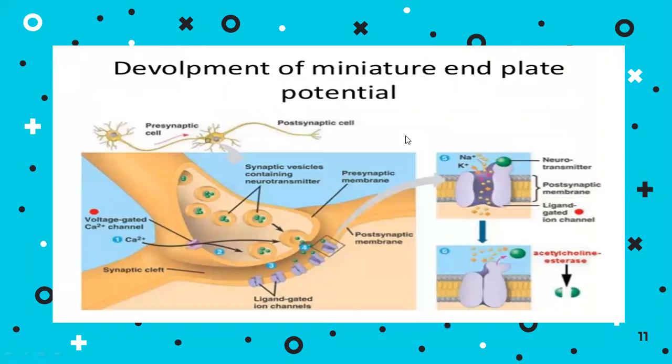This is the diagram showing the development of miniature end plate potential over here. Presynaptic cell, this is the postsynaptic cell. Between them, neurotransmitters are present over here. Neurotransmitters are the chemicals that help in proper conduction of the impulses, which help in transmitting the impulses.